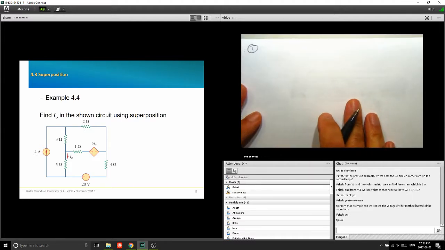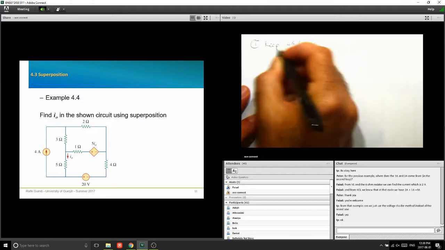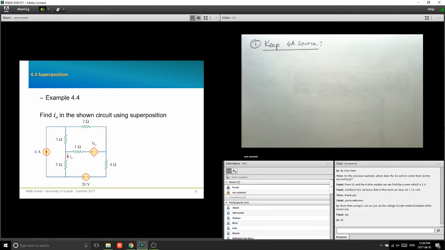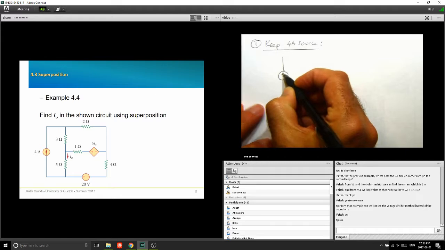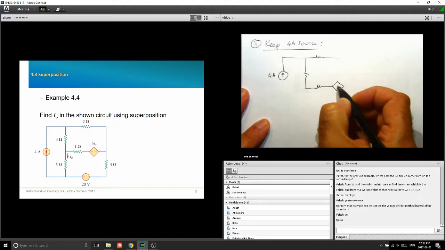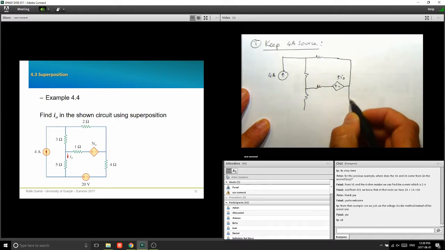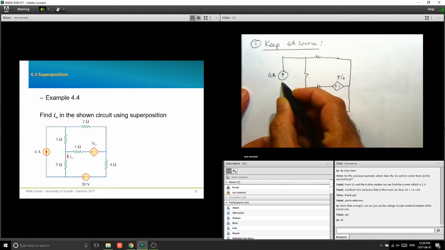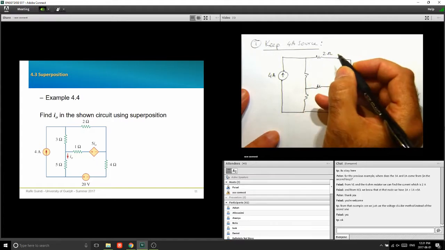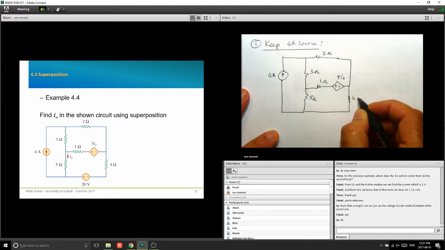One, keep the 4-amp source, which means I'm going to remove the 20-volt source. The 5 I naught is there to stay. You cannot touch this one. So the 20-volt is going to be a short circuit, right? You get a short circuit here. Oh, and a resistor there, 4 ohm.